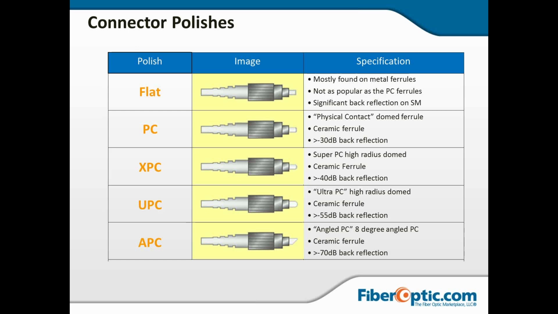Once upon a time, back when the dinosaurs roamed the earth and I started working with fiber, we had flat polished connectors. And all we did was just polish it. There wasn't anything fancy about it. It did the job back then. I mean, we had low data rates. We were reprocessing our signal every 80 kilometers or so. And we got by with it. Now, I did have significant back reflection, but it didn't really matter. I mean, we were using low power lasers, low data rates.